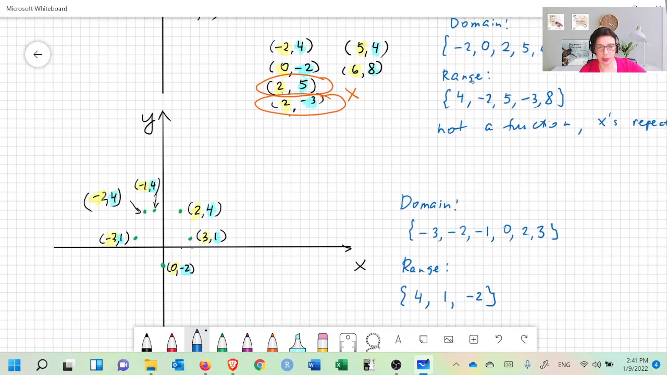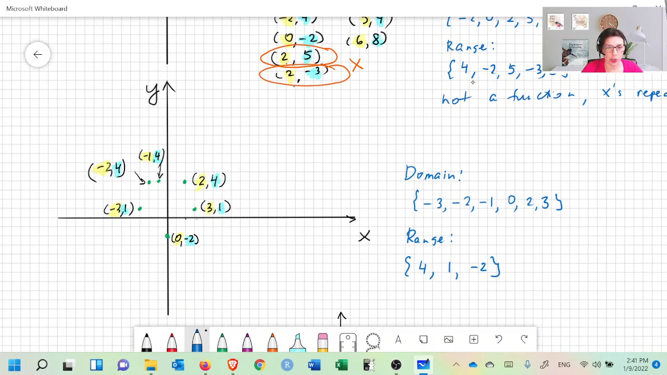Now let's take a look at this example right here. What I'm looking at is only the x's, and I'm asking myself, are there repeated x values? If they are, then that's not good, it's not a function. So I'm looking at anything that repeats. I've got -2, -1, 2, 3, 0, -3. Nothing repeats. So if nothing repeats, that means it is a function. No repeats on the x values.